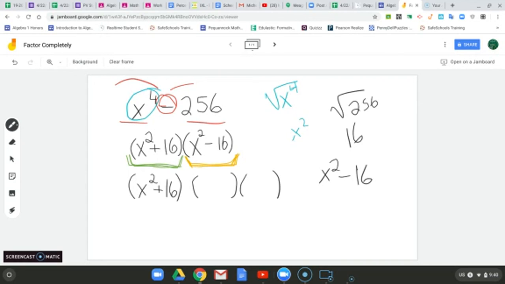So again, the square root of x squared is going to be x, so we get an x and an x. The square root of 16 is going to be 4. And then again, one gets a plus, one gets a minus. This is now factored completely.